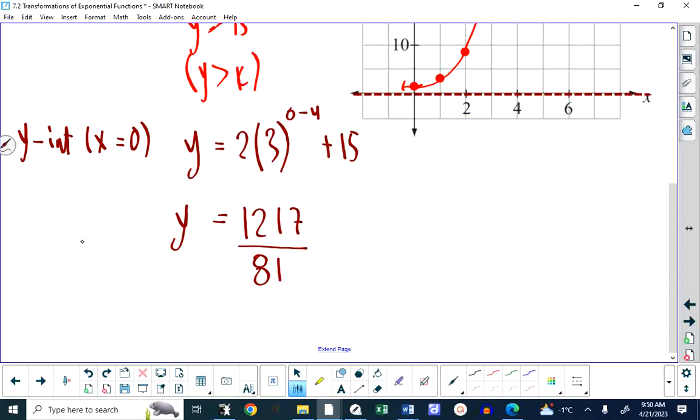Can you figure out what that is in decimal? I mean, you probably already have it in decimal. What is it? 15.02. So it's pretty darn close to that asymptote, isn't it? 15.0 something. All right. Let's take a look at the next one.